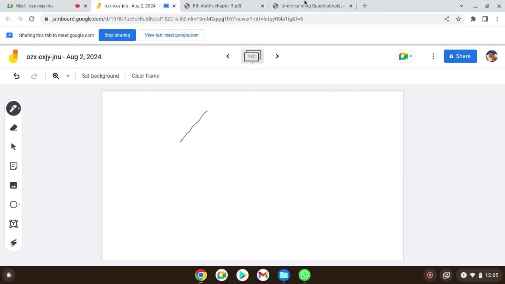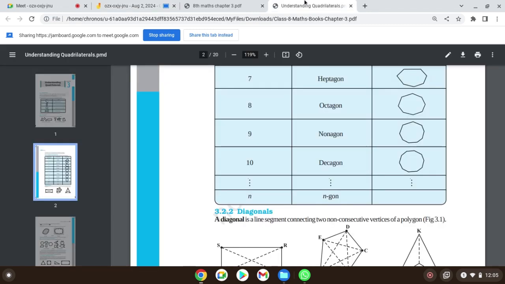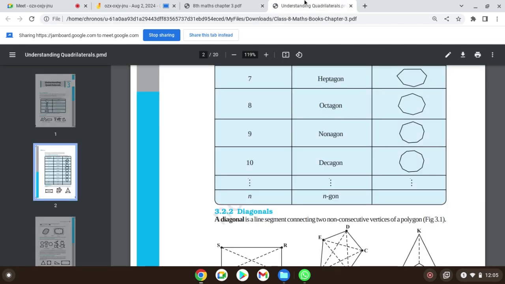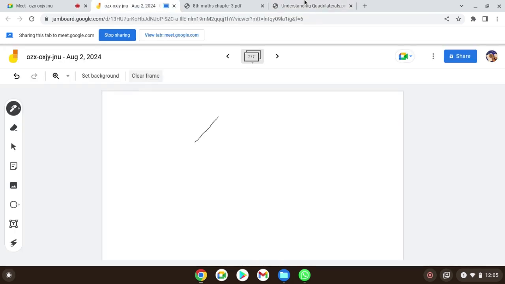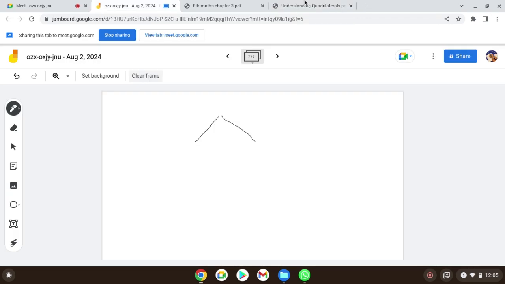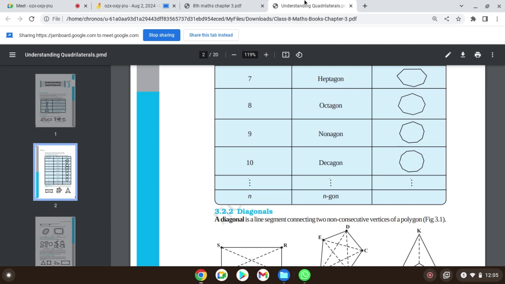1, 2, 3, 4, 5, 6. No, not the correct diagram. 1, 2, 3, 4, 5, 6, 7, 8. I am not good at drawing. Quadrilateral: this is the first one, and this is the second one. 1, 2, 3, and yes, we have the octagon.